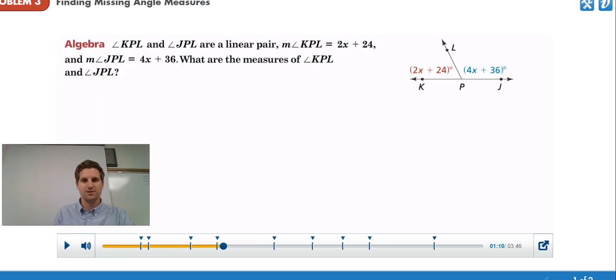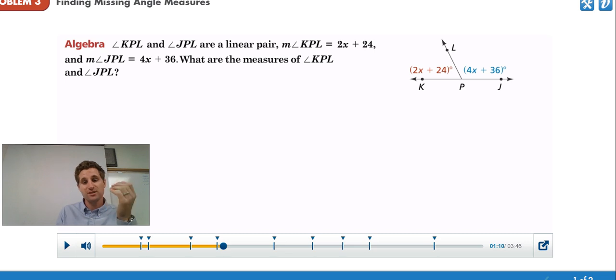This is our third example, and it says KPL and JPL are a linear pair. So that's why we have this picture drawn. I already drew it for us, but you would have to do this without a picture to start, so you want to be able to draw the picture. A linear pair shows the straight angle. KPL is 2x plus 24, so we write it in. Again, drawing the picture is hugely important. And then JPL over here is 4x plus 36.